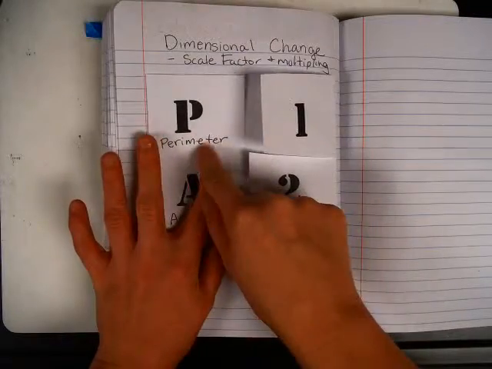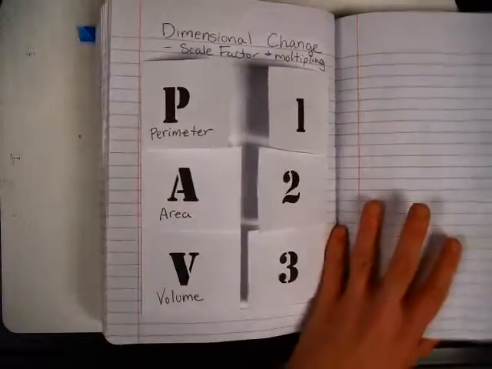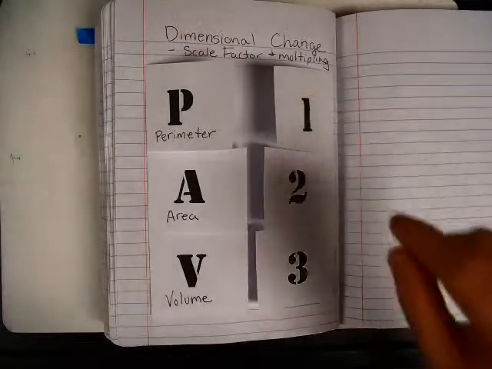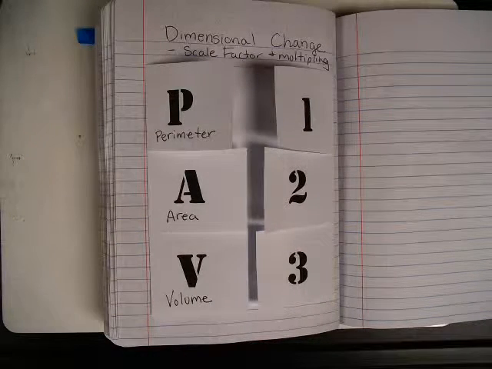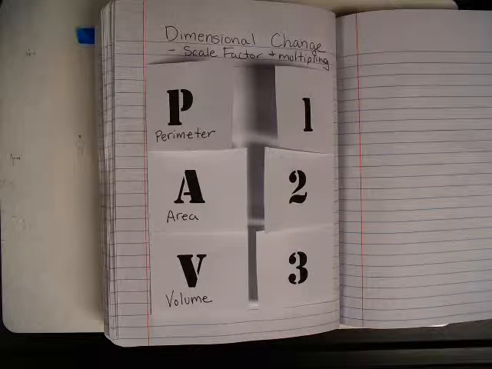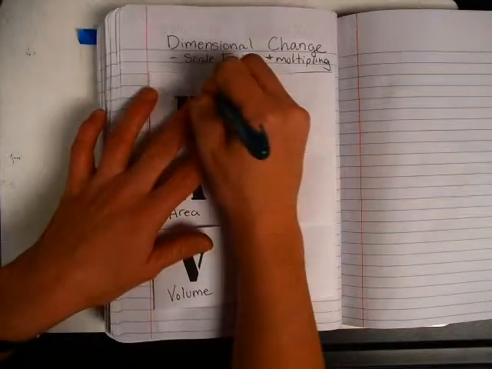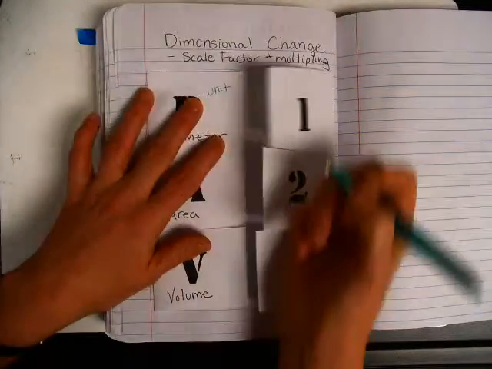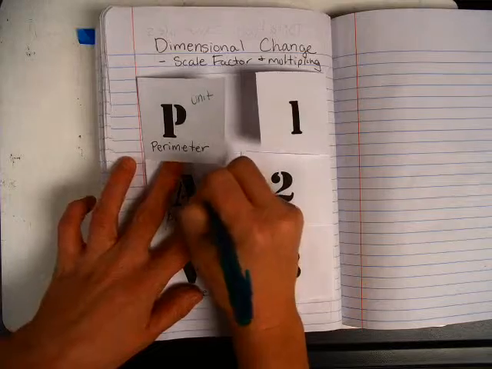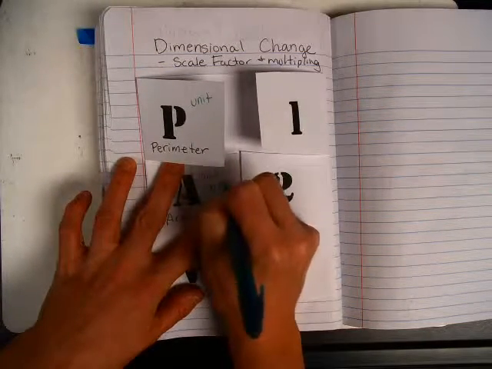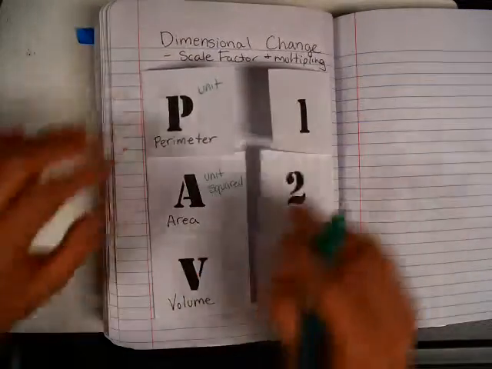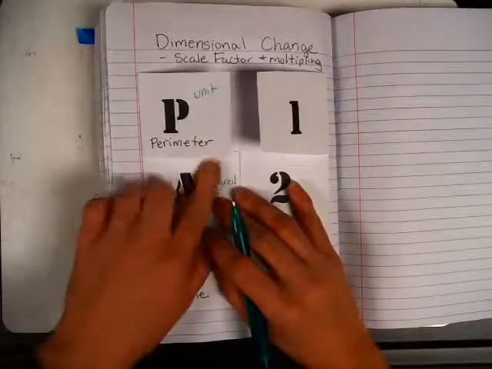Alright, so these are the kind of things I want you to write down. Alright, perimeter, I want you just to write unit. It is just the same unit. And this is going to be units squared. Okay, those are two things you need to keep in mind.